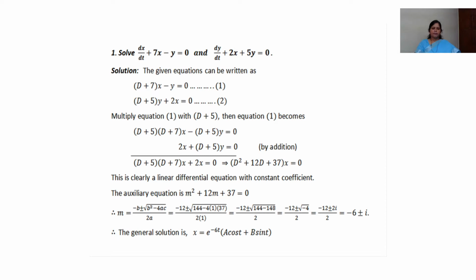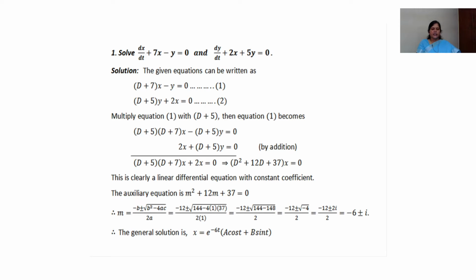So with this example, we are going to see how to solve the simultaneous equations. Solve dx by dt plus 7x minus y is equal to 0 and dy by dt plus 2x plus 5y is equal to 0, the given system of equations. First, we have to change the given equations in terms of capital D. So we know D is equal to d by dt. In the first equation, dx by dt, we substitute d by dt as capital D.